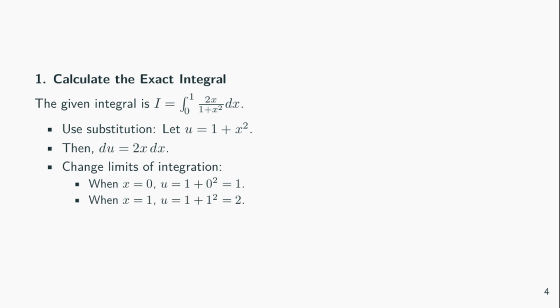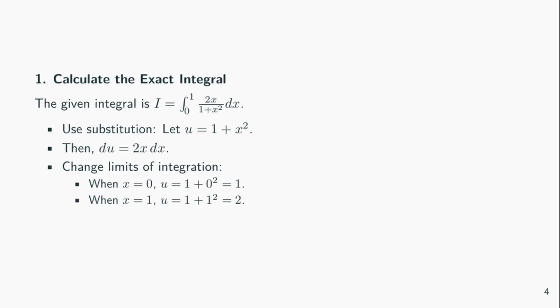Our integral is I, which is the integral from 0 to 1 of 2x over 1 plus x squared dx. To evaluate this, we can use a substitution method. Let's let u equal 1 plus x squared. If u is 1 plus x squared, then du is equal to the derivative of 1 plus x squared times dx, which gives us 2x dx. That's handy because we have 2x dx right there in our integral.